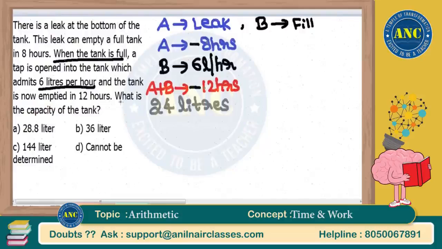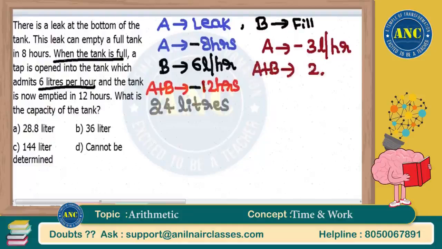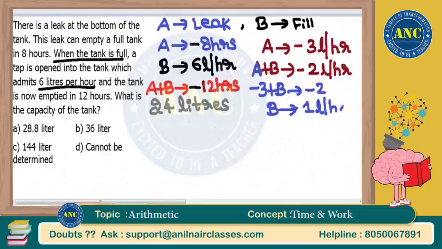Now, if I assume it as 24 liters, 24 by 8 is 3 liters per hour. A will empty 3 liters per hour. If both A and B are working together, 24 divided by 12 is 2 liters per hour, with a negative sign, minus 2 liters per hour. Now A is minus 3 plus B, which is minus 2. So B will be equal to minus 2 plus 3. It is 1 liter per hour, right?